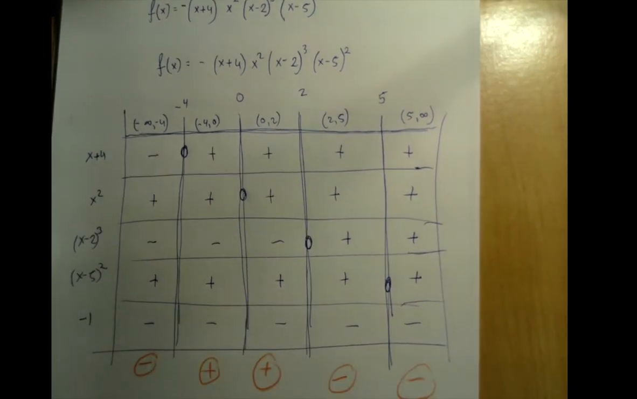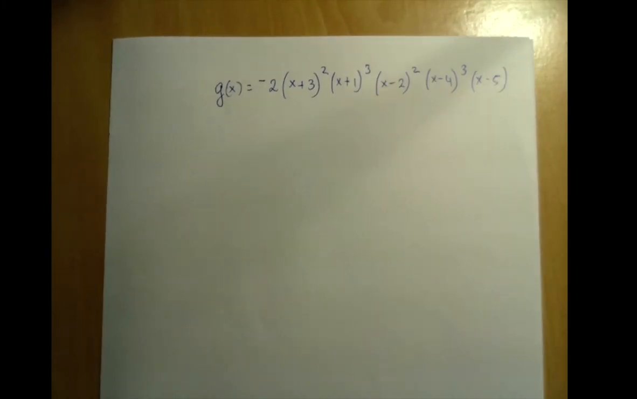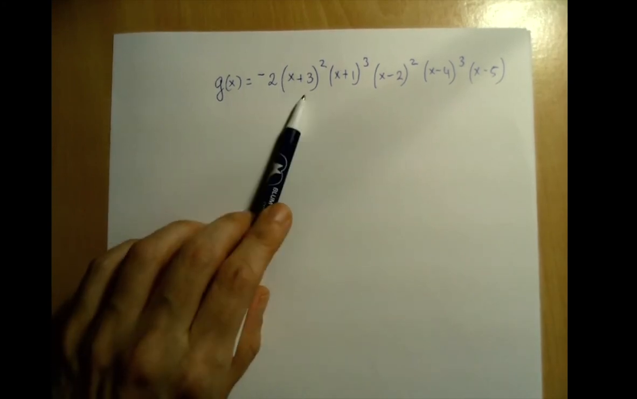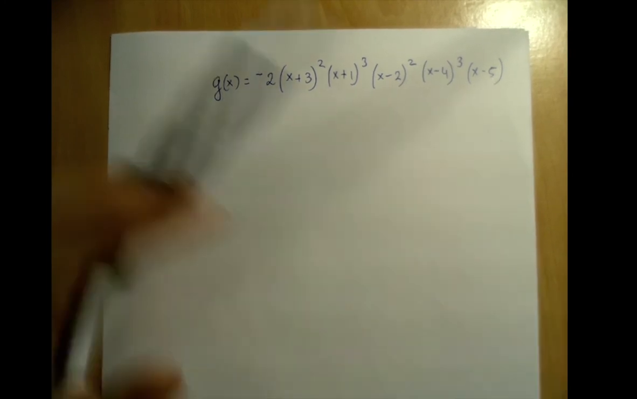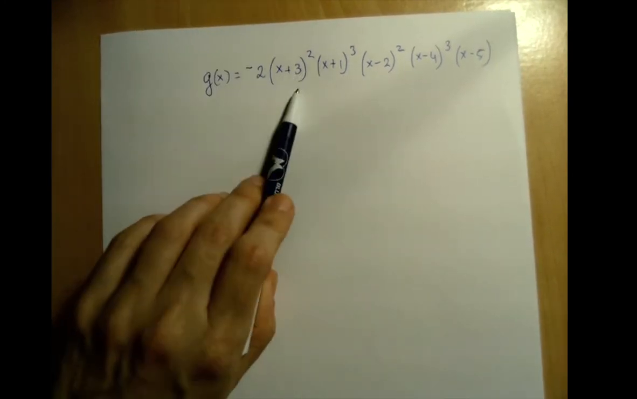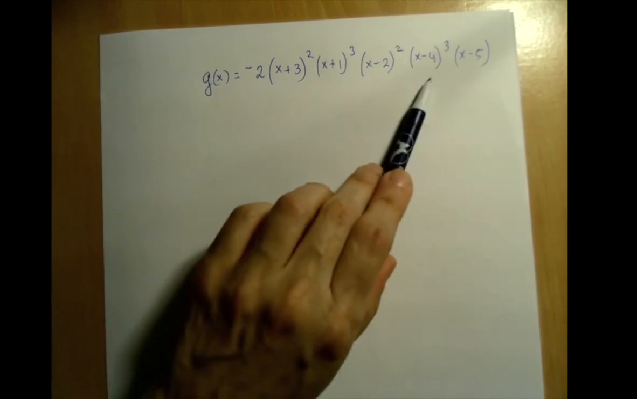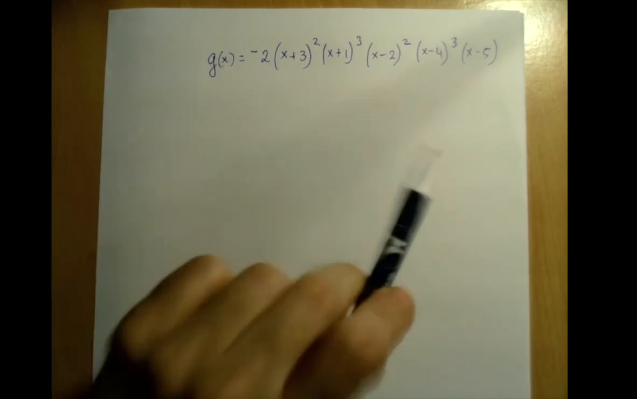Let's see another example real quickly. So we're going to grab this function with our slick new method. Let's start with the end behavior first. This is two linear factors, x plus 3, x plus 3. This is 3 of them. This is 2 of them, 4 of them, 1 of them. So all together we have 2 plus 3 is 5, plus 2 is 7, plus 3 is 10, plus 1, 11. So we have 11 linear factors.